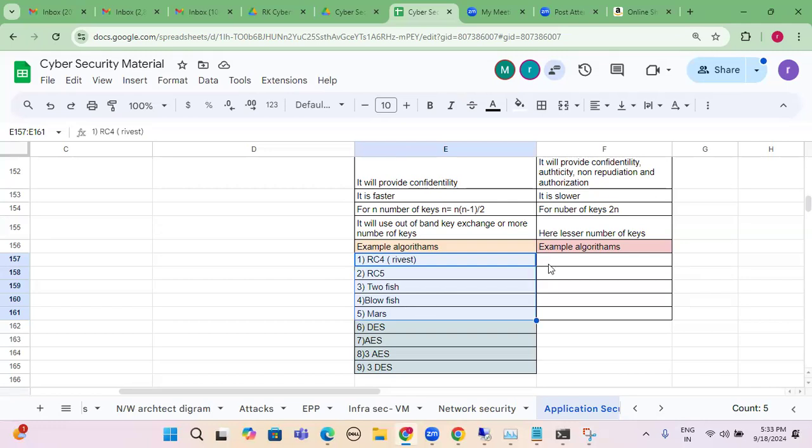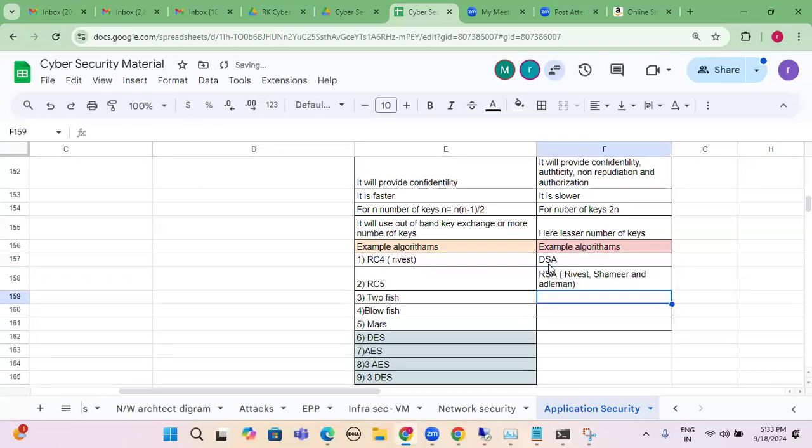Okay. So in a similar way, on the asymmetric side, what are the different types of algorithms that fall under it? DSA, the Digital Signature Algorithm. Similarly RSA. RSA was invented by three scientists, whose names are Rivest, Shamir, and Adleman. So these three people invented this algorithm, and that's why the algorithm name is RSA.